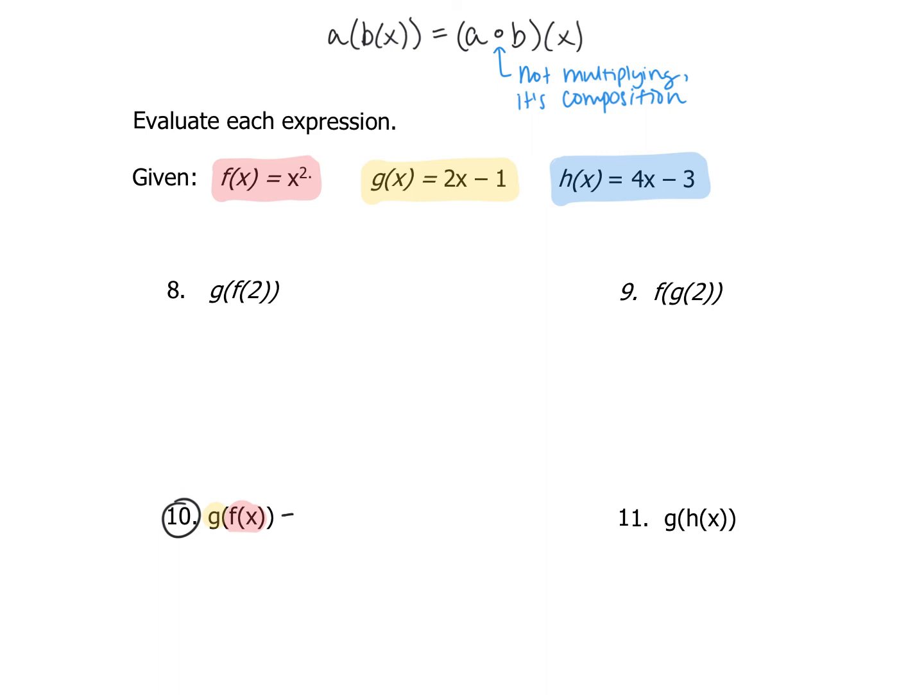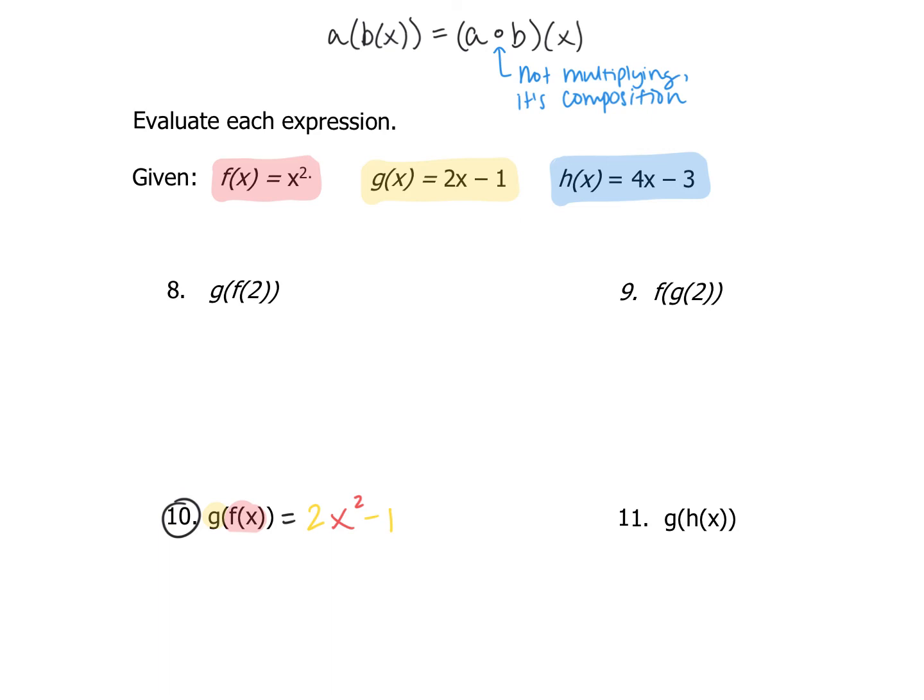So here we go. We're going to write this down. So I have 2x minus 1 as my function for g. And remember, instead of x, we're going to put an f of x into the spot of x. F of x is x squared. So I insert that in there. And that is my new function.